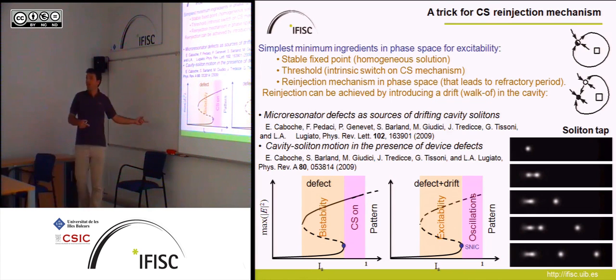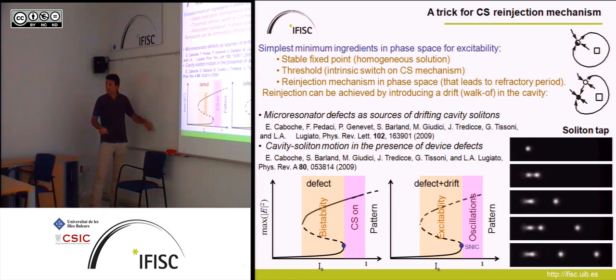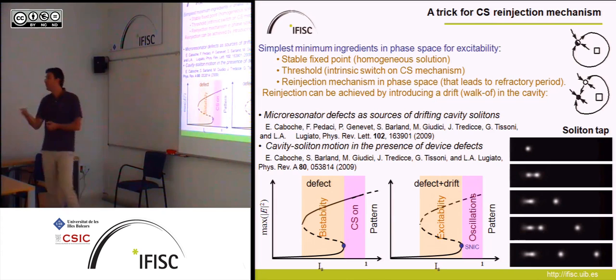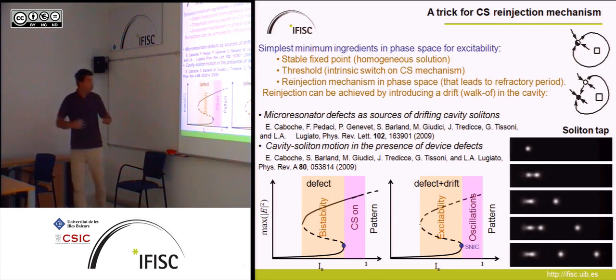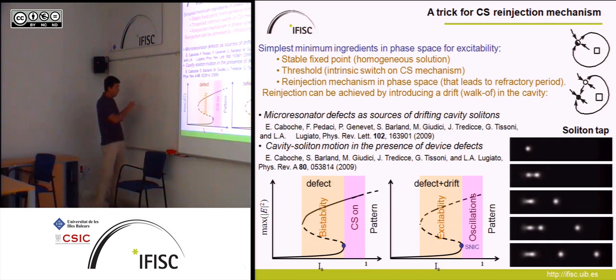That's a reinjection mechanism. You have a defect plus a drift. Where's the reinjection? Well, this dies away, and you go back to the same original mechanism. In phase space, if you think globally, in the phase space of the whole system, what you've done is you were at a fixed point. There was a barrier.